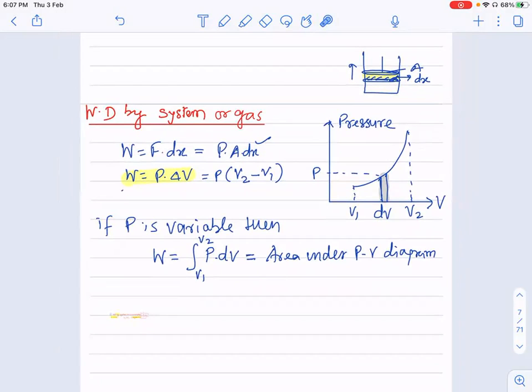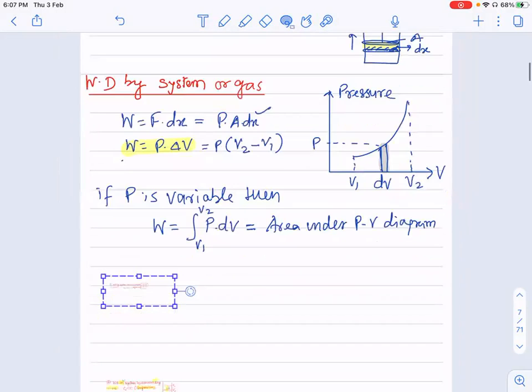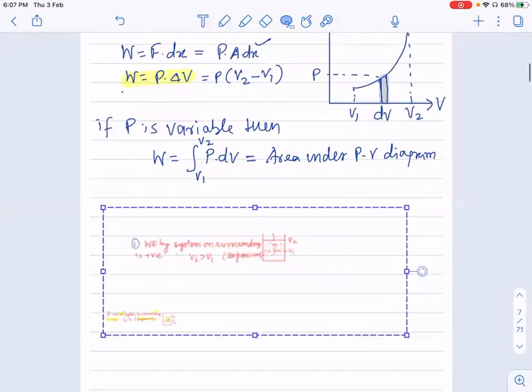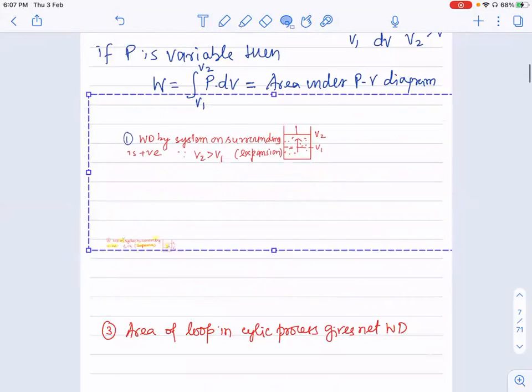Work done by gas. Do we have the time? Yes, we have. यहाँ पे देखो मैं लिख रहा हूँ first point. Okay, already I have written. Let me just save the time. And यहाँ पे देखो diagram बना लेंगे. We can save the time.